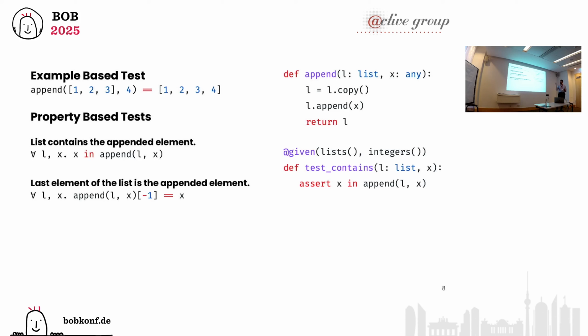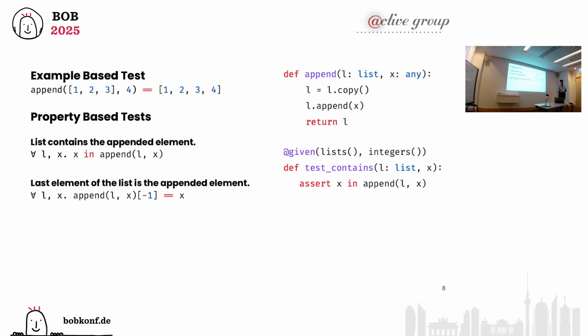So there are other properties such as this, a stronger version of the containment property, right? I'm not saying that the list contains the element. I'm giving the specific position of the element in the list. Are there any other example-like properties that you can think of that could arise here? Anyone?